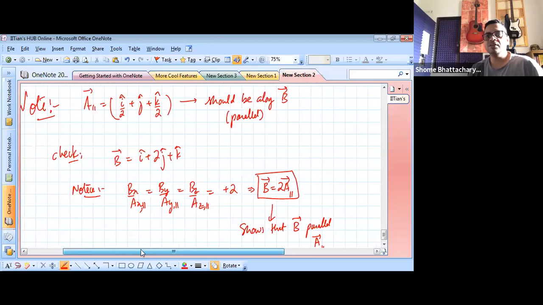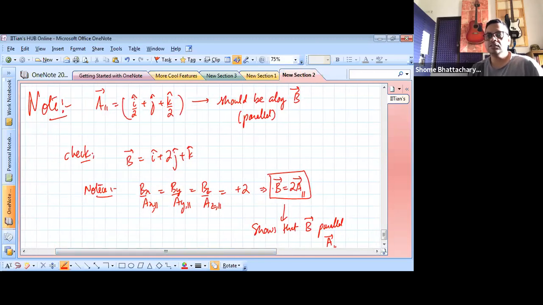So for example, if I had made some mistake in solving this, this condition would not have been correct. I would have got some mistake over here. So that would have told me what is wrong. So this is something that you can see.